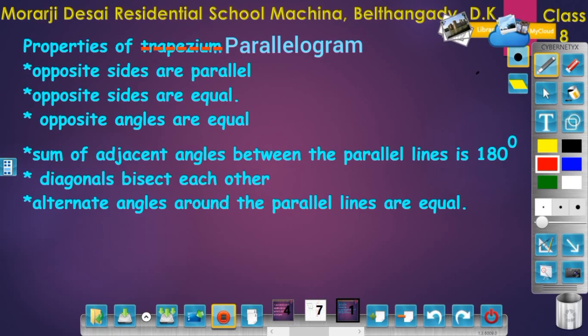Now let us summarize the properties of parallelogram. Opposite sides are parallel. Opposite sides are equal. Opposite angles are equal. Sum of two adjacent angles between the parallel lines is 180 degree. Diagonals bisect each other and alternate angles are equal. These are the properties of parallelogram.